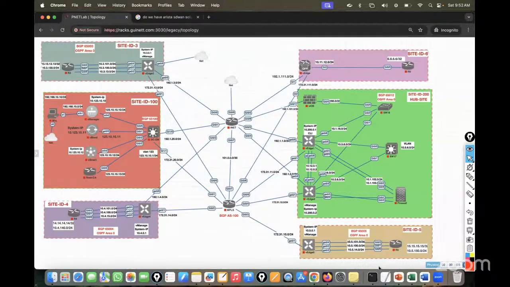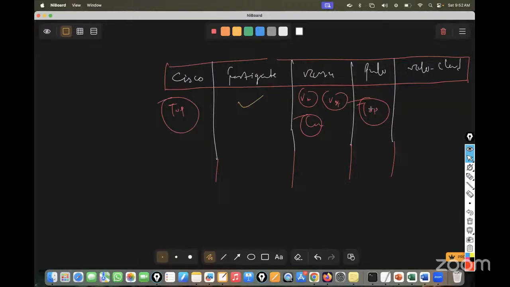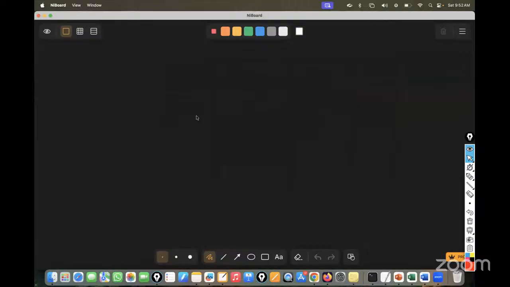Okay, so let me move further to discuss one more topic. We discussed the vendors and the different flavors of SDN, especially for Cisco. Now let's discuss what SDN is and why SDN came into the picture. SDN basically stands for software defined networking.